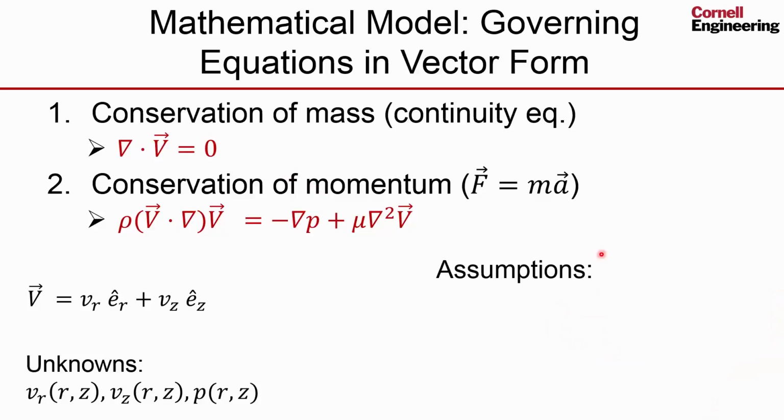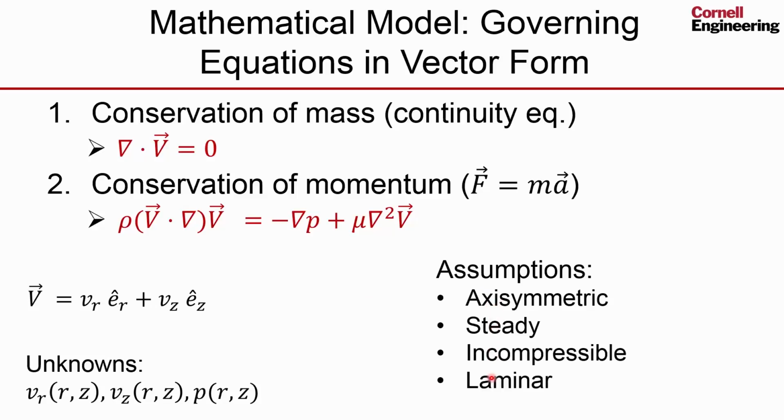The assumptions embedded in these equations are axisymmetric, because we have decomposed the velocity like that, and our velocity and pressure are a function of the radial and axial coordinate. Steady, incompressible, laminar, the usual suspects.